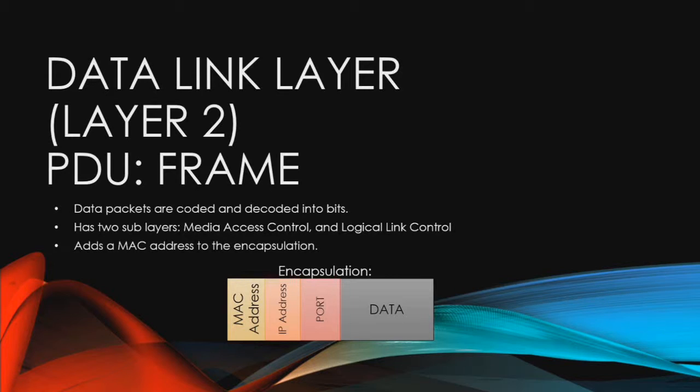Frame delimiting creates and recognizes frame boundaries. Frame error checking checks received frames for integrity. Media access management determines when the node has the right to use the physical medium.